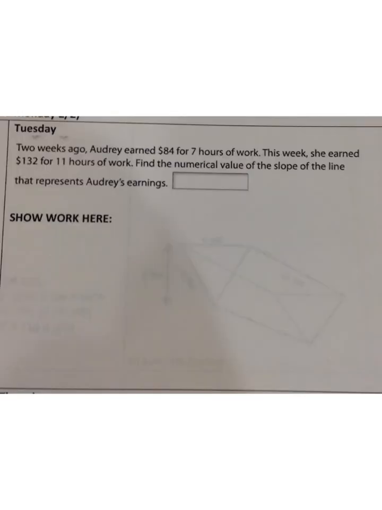Tuesday. Two weeks ago, Audrey earned $84 for 7 hours of work. This week, she earned $132 for 11 hours of work. Find the numerical value of the slope of the line that represents Audrey's earnings. So my hint is, remember, slope is unit rate. So you could find the unit rate, or you can use the slope formula to figure out what it is.